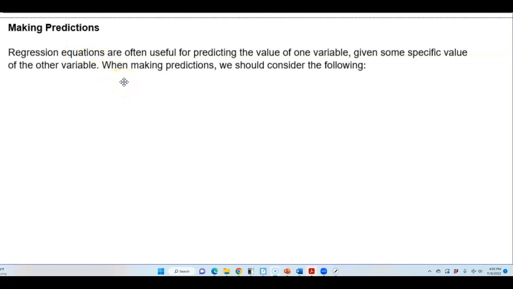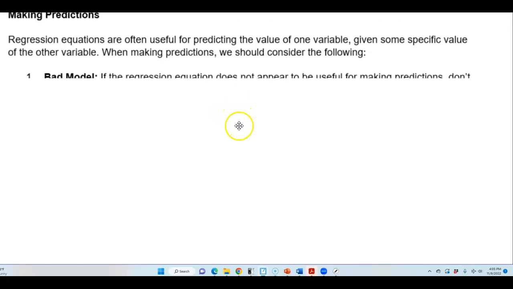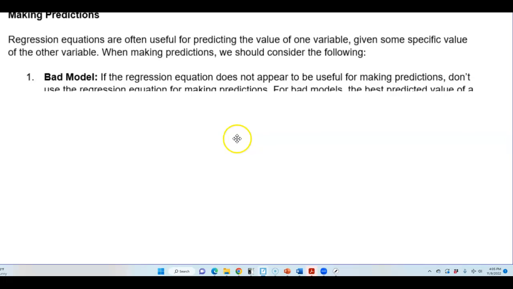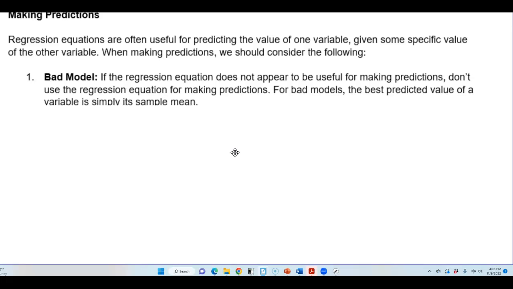Making predictions. Regression equations are often useful for predicting the value of one variable given some specific value of the other variable. When making predictions, we should consider the following. Number 1, bad model. If the regression equation does not appear to be useful for making predictions, don't use the regression equation for making predictions. For bad models, the best predicted value of the variable is simply its sample mean.